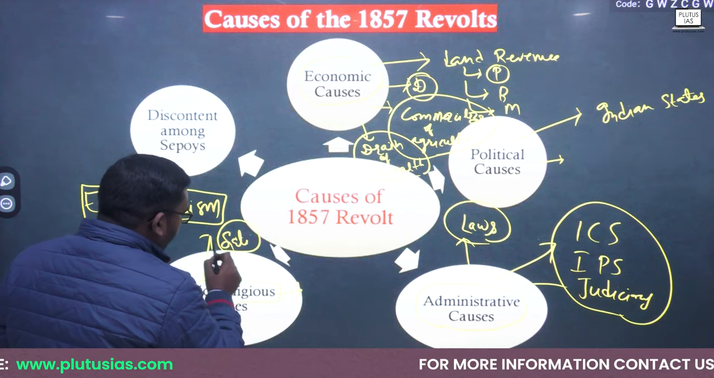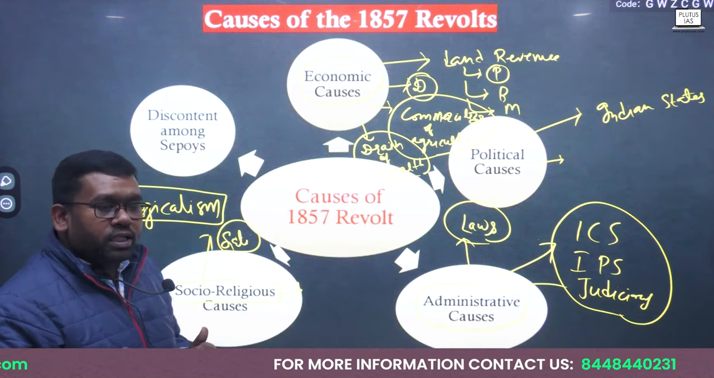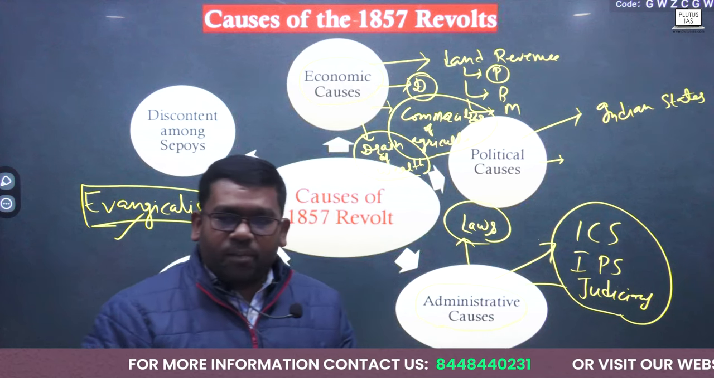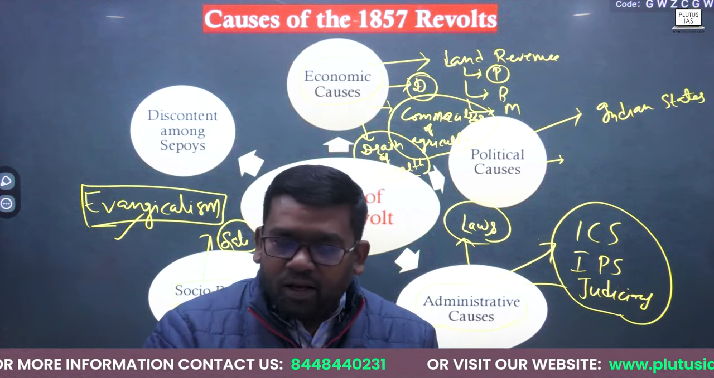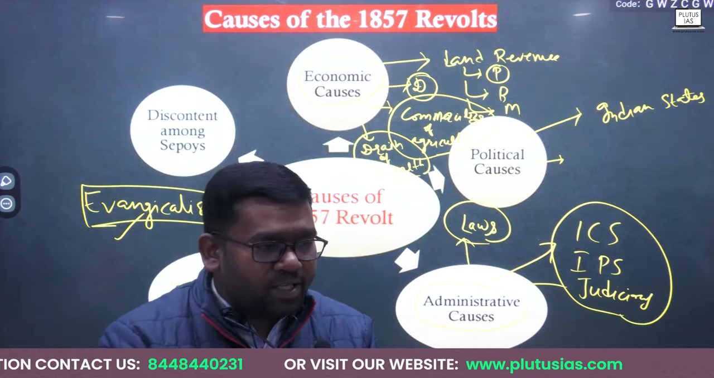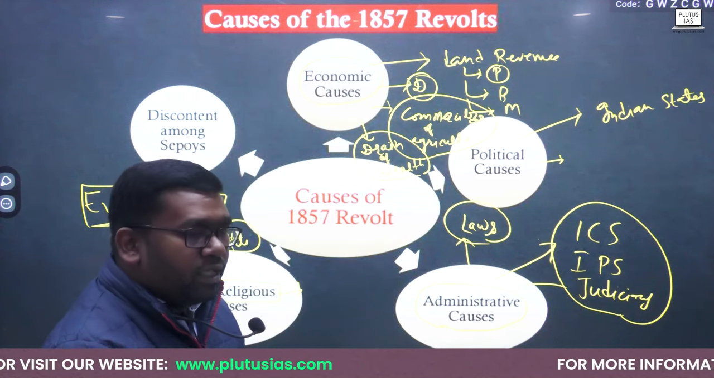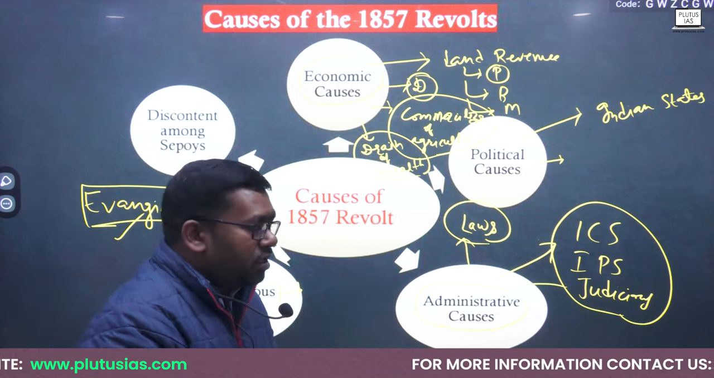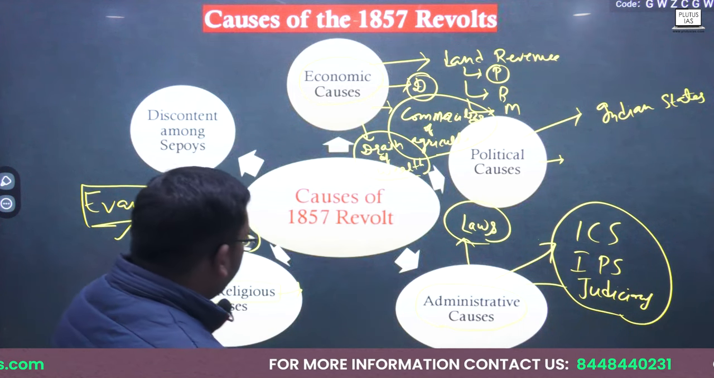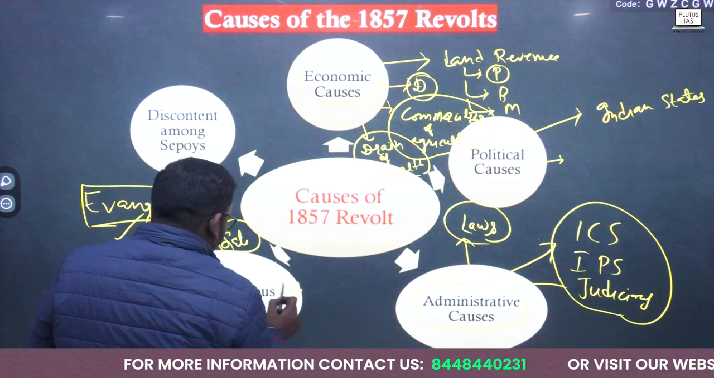So people saw that it was a target on their traditional systems, because the upper class Hindus were practicing Sati Pratha. So when Sati Pratha was banned, it was a challenge to Hindu society. Then they challenged other things too. Many such things were challenged. So this is the socio-religious problem.